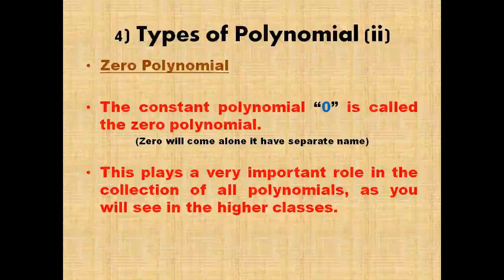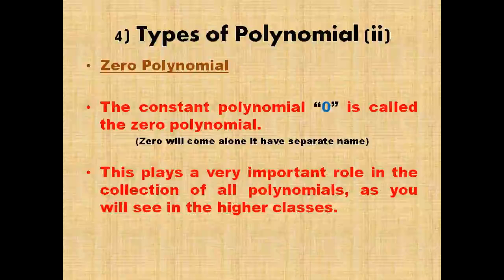Next, the zero polynomial. Sir, you just told us that any real number is a constant polynomial, and 0 is also a real number. Yes, but mathematicians gave 0 a separate name because it has no value. If the 0 comes separately, it is considered the zero polynomial. The zero polynomial plays a very important role in higher classes, and we'll see more about it there.